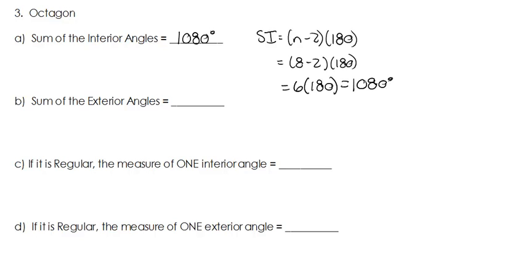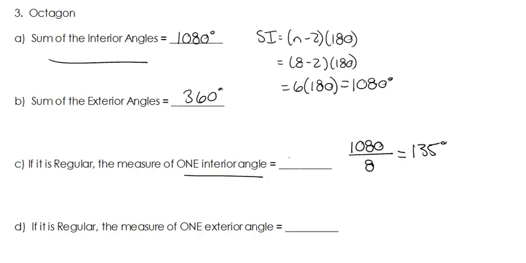The sum of the exterior angles for any convex polygon is always 360. Okay, so it doesn't even matter that it's an octagon. 360 is the result. And then the measure of one interior angle, remember for one interior angle, we take the sum of the interior angles and divide it by how many interior angles there are. So divided by 8 for an octagon. Okay, 1080 divided by 8 is 135. So each interior angle is 135 degrees.